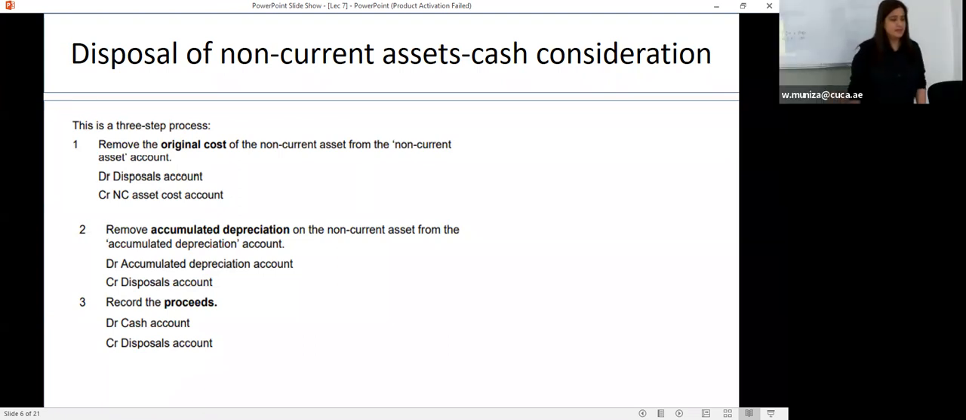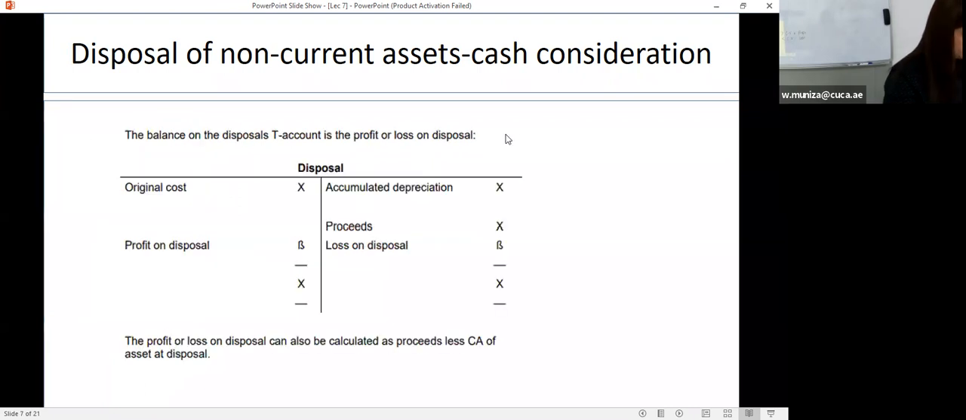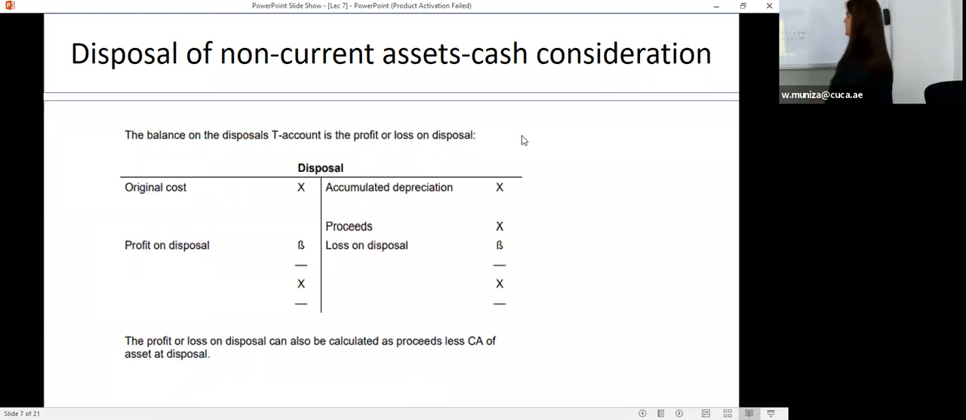Yes, Aisha and Rabia, have you finished? Yes, ma'am. Okay. Yes, students, have you finished writing? Now, students, here they are making the disposal account. You can have a look at this.